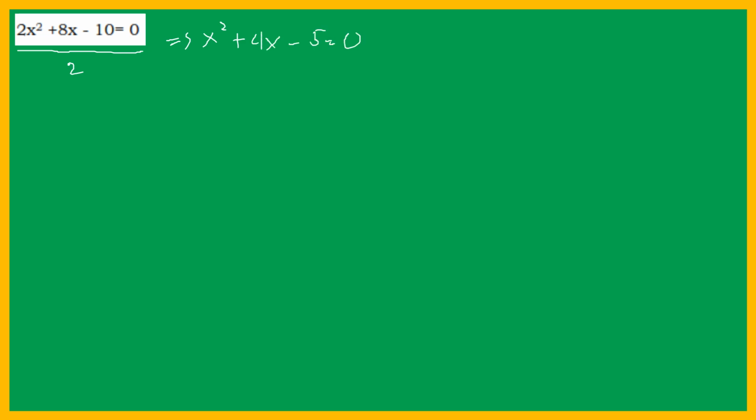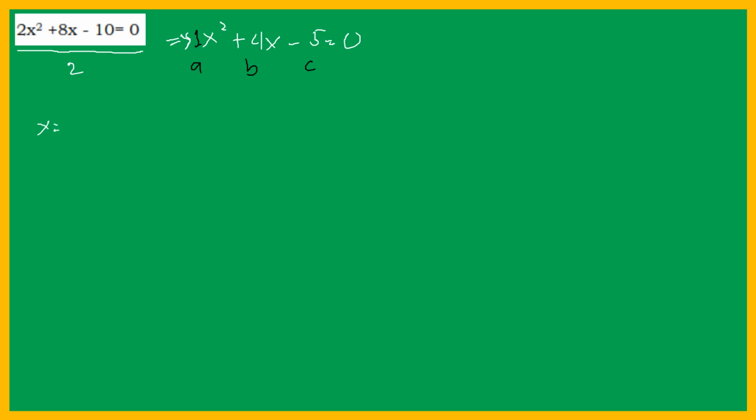So this would be our A. Ito yung ating A. Ito yung B. At ito yung C. Okay, so walang nakalagay na number dito, so ibig sabihin siya ay 1. Now let us plug in the values into the formula.